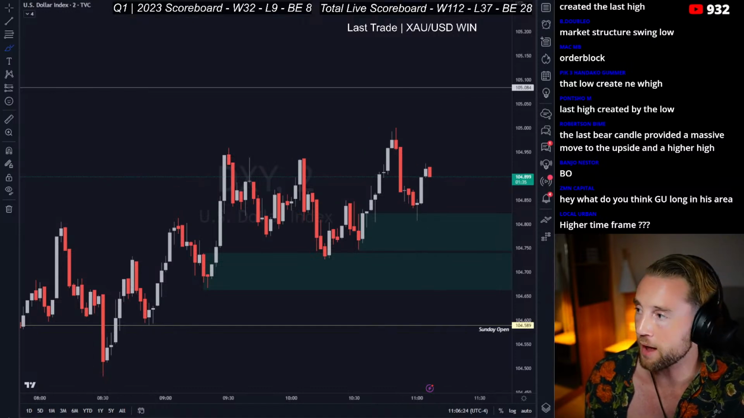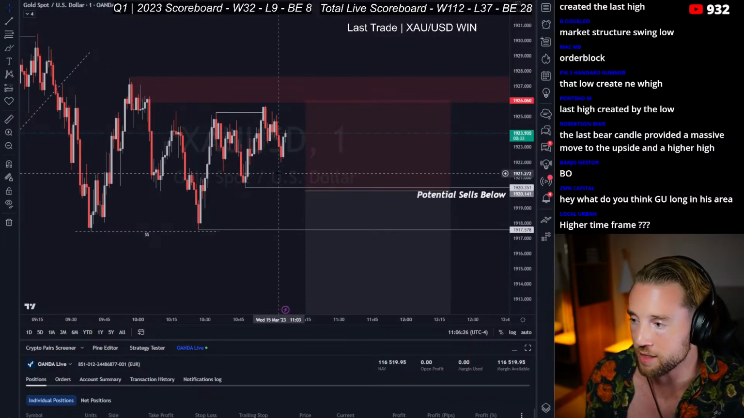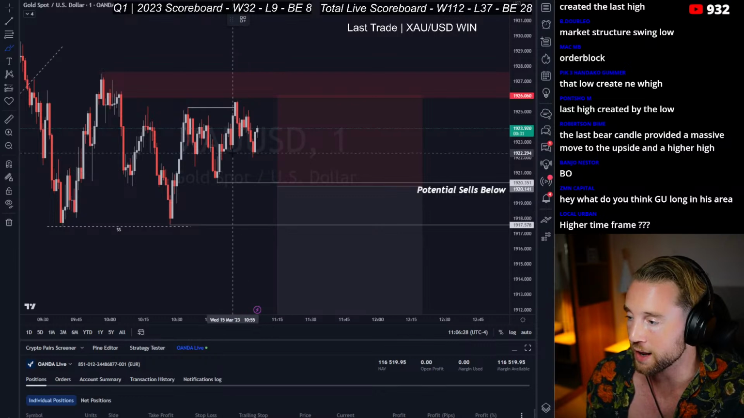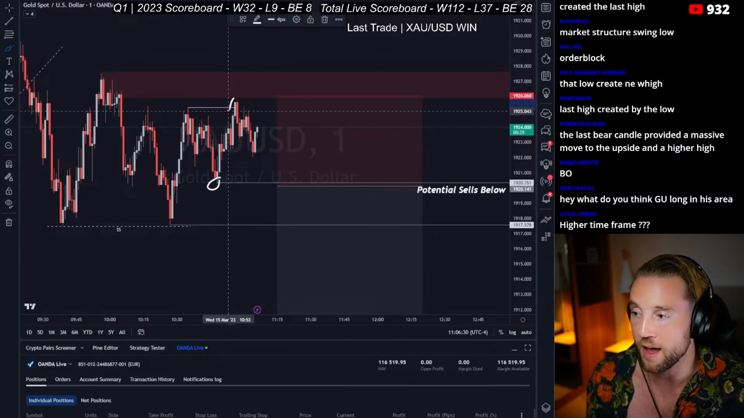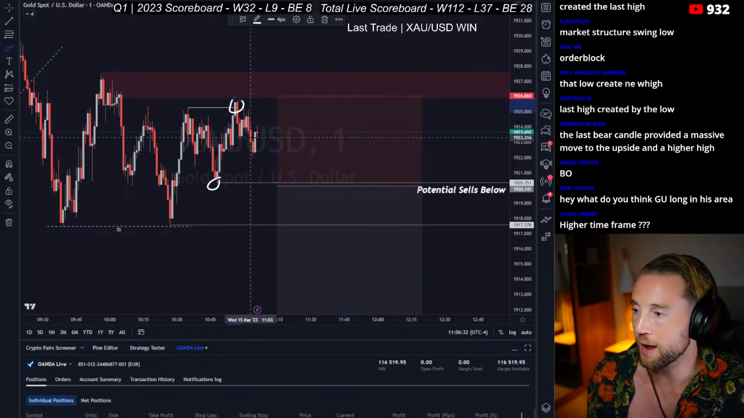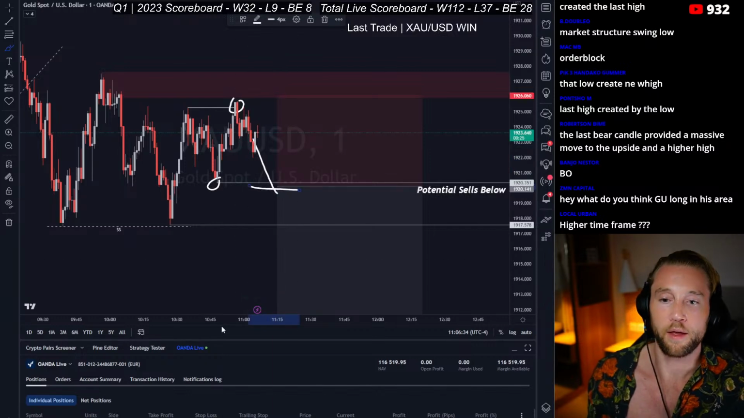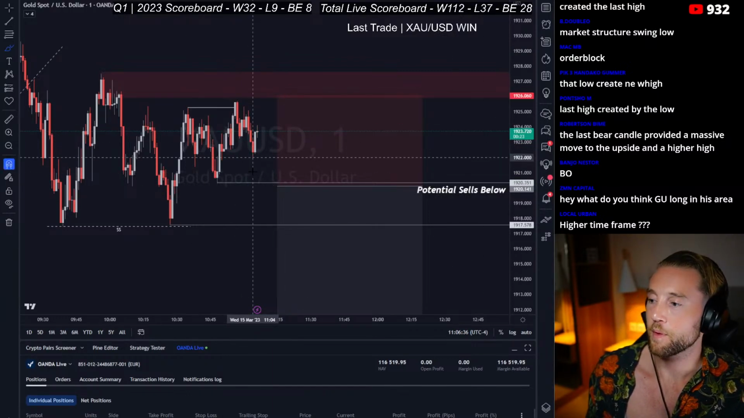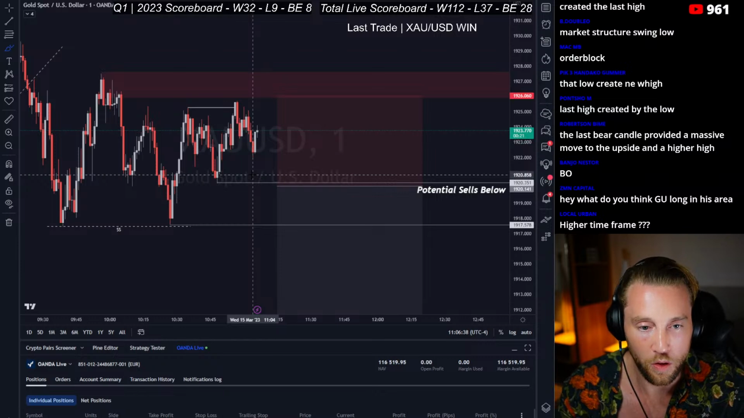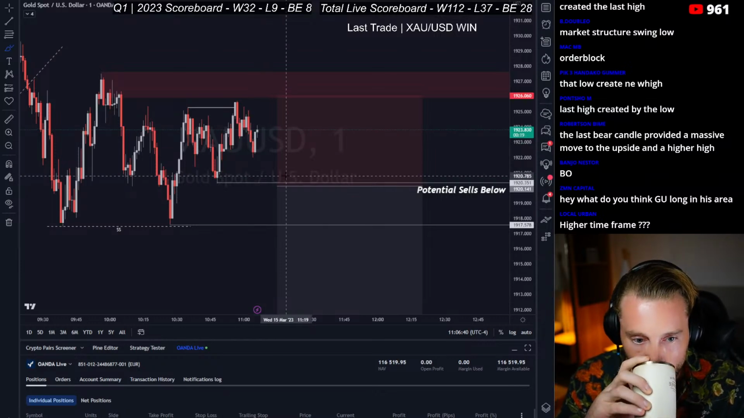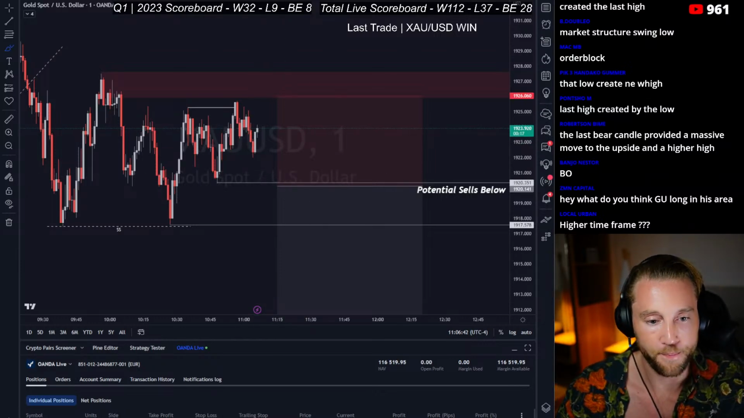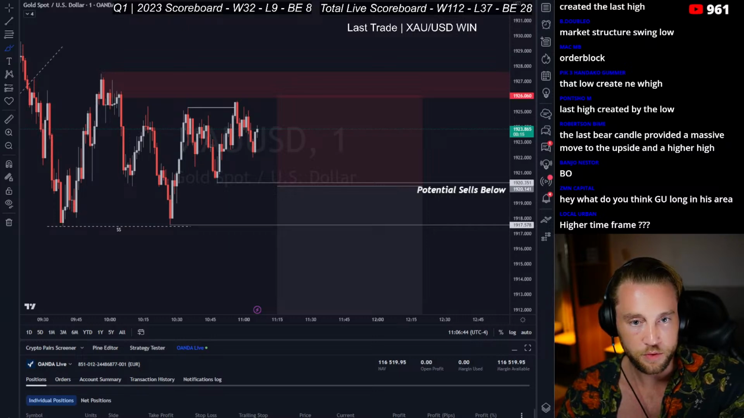Not midway through come down again. Otherwise, you're going to see things like this. But same for gold, right? Internally, this low created this high. So you need to break this low. Absolutely, absolutely.